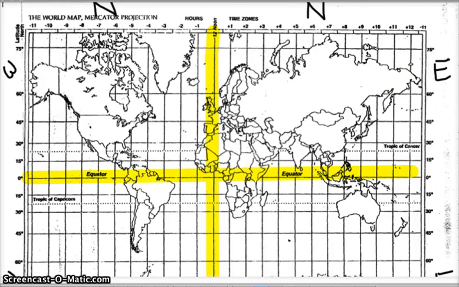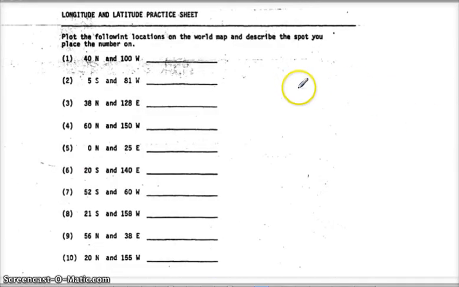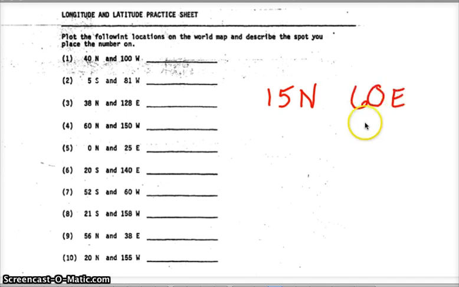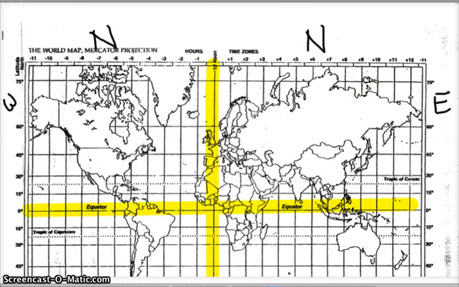And we're going to jump back, and I'm going to use the example of 15 degrees north and 60 degrees east. I'm using a fake coordinate because these we'll get to in just a second. So let's go back up to our map.